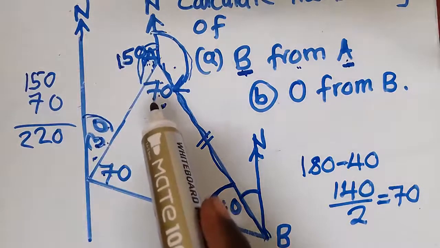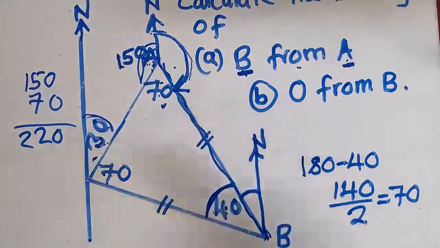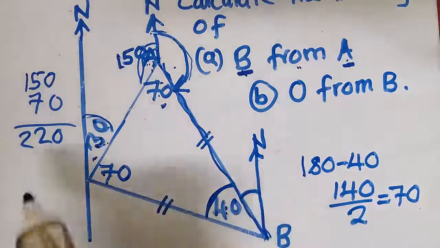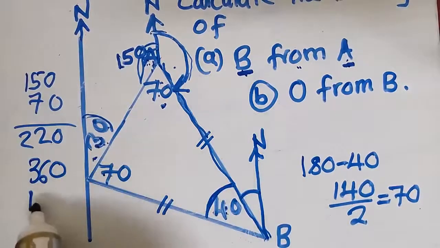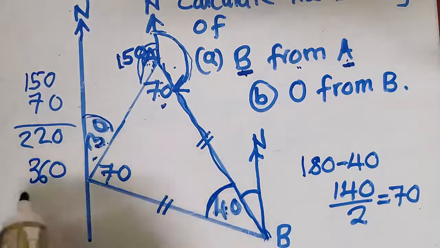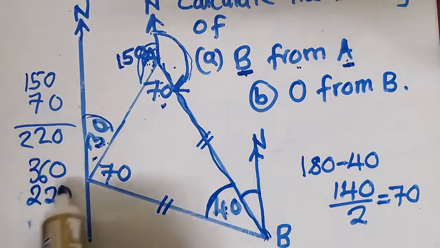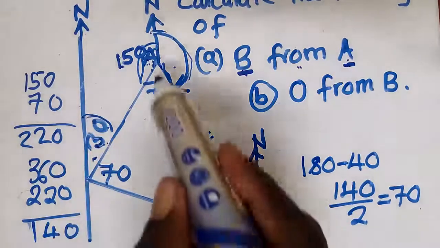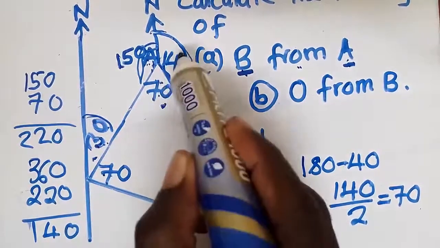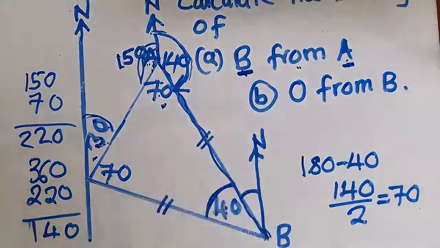So we subtract from 360 to find a complete turn. When you subtract from 360, you say 360 minus 220. This is paper 1, you're not allowed to use a calculator, so calculators are not allowed. 0, 6 minus 2 is 4, then a 1. Have you seen? So the answer there is 140.